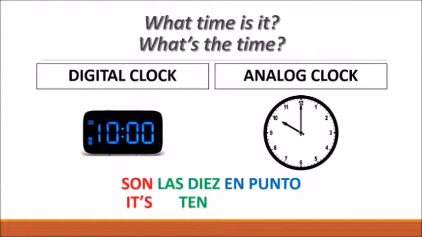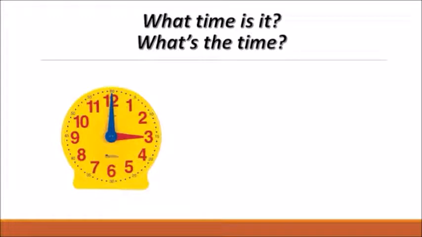¿Y cómo expresamos esta idea de en punto? ¿Alguno sabe? Very good. We say o'clock. It's 10 o'clock. Es decir, son las 10 en punto. ¿Ok? Muy bien. Ahora nos vamos a concentrar de vuelta en el reloj analógico. The analog clock. So, what time is it? What's the time in this clock?